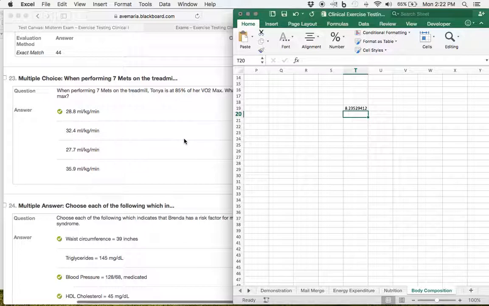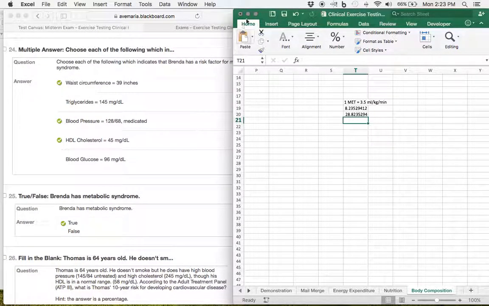Now we understand that VO2 units are different than met units. In fact, we know that 1 met equals 3.5 mLs per kg per minute. And we know that VO2 max is written in these units. How much oxygen per milliliter per kilogram of body weight per minute are you able to use? And so what we can simply do then is take 8.23 times 3.5. And we have her VO2 max estimated to be 28.8. And there you find it. 28.8 is our answer.